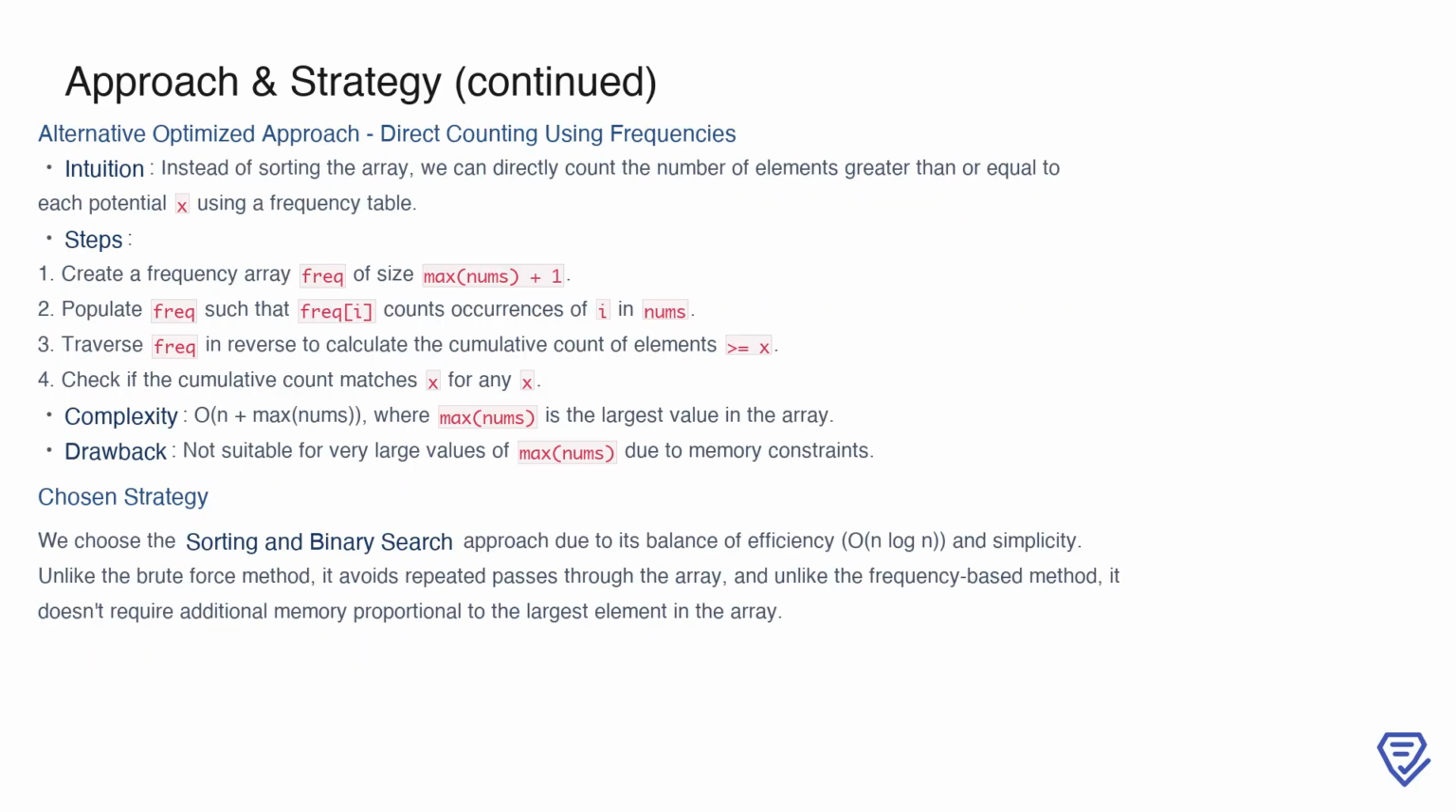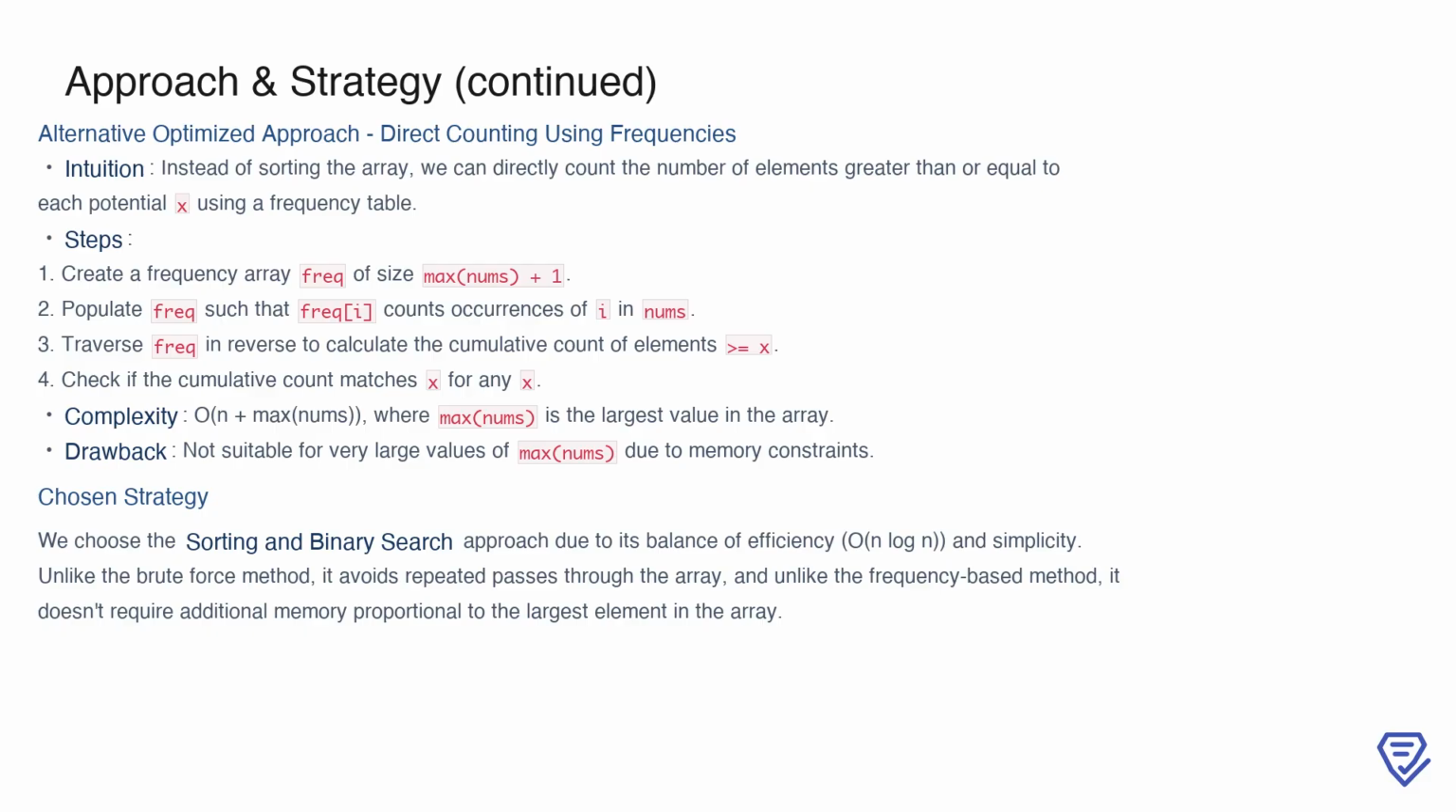An alternative optimized method involves using a frequency table to directly count the elements greater than or equal to each potential x. Instead of sorting the array, we create a frequency array where each entry represents the count of occurrences of a specific value in nums. By traversing this frequency array in reverse order, we can compute the cumulative count of elements greater than or equal to any given x.